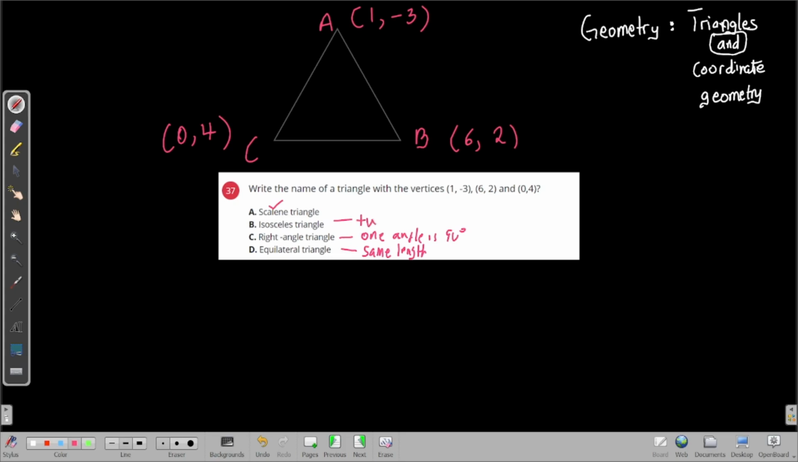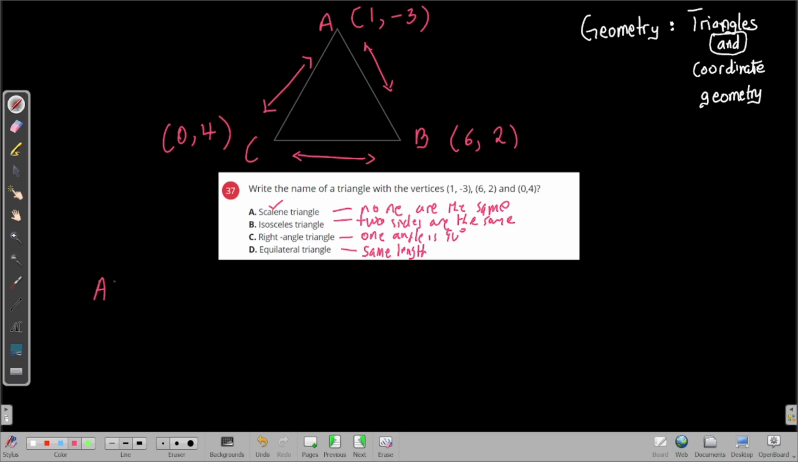Isosceles, just 2 sides are the same length. But scalene, none of the sides are the same. So it means that we need to know the length of the side. We need to know the length of this side, the length of this side, the length of the cell. And for you to do that, you need to find the distance between 2 points. Coordinate geometry has a formula for the distance between 2 points.